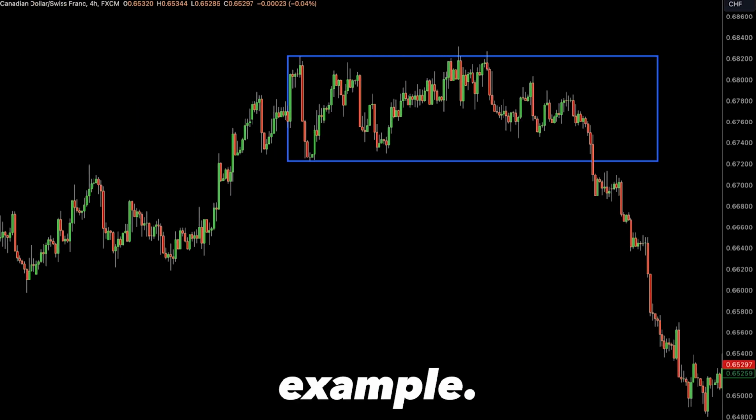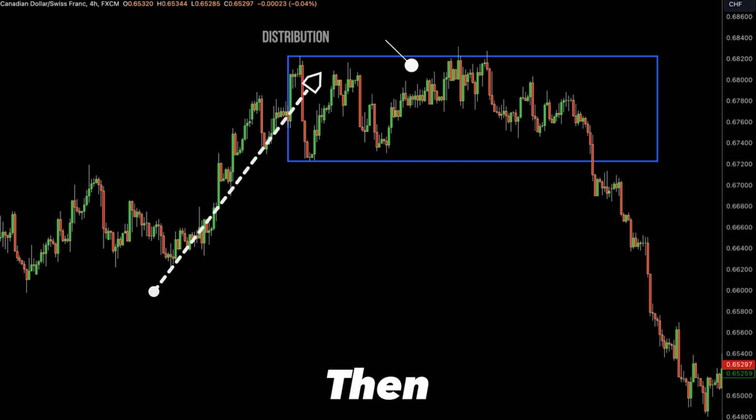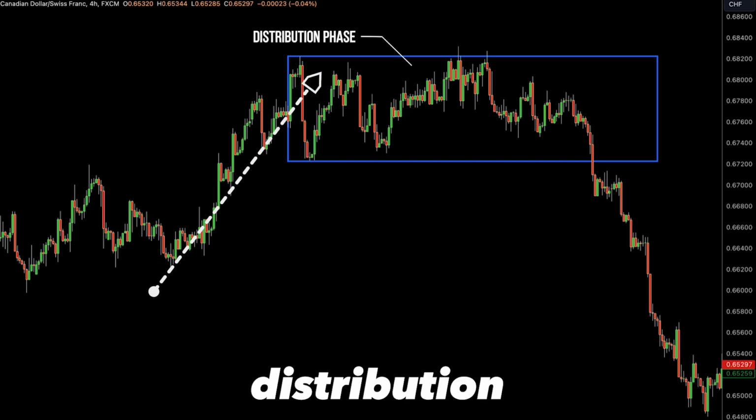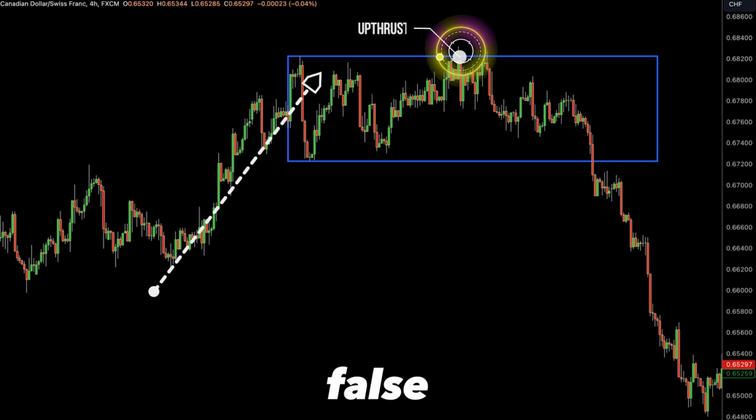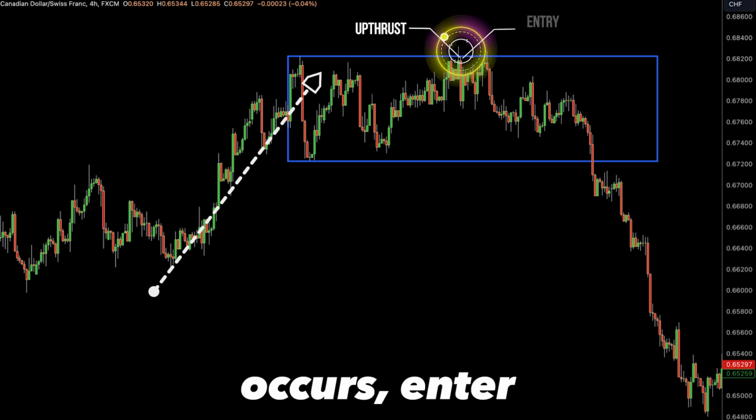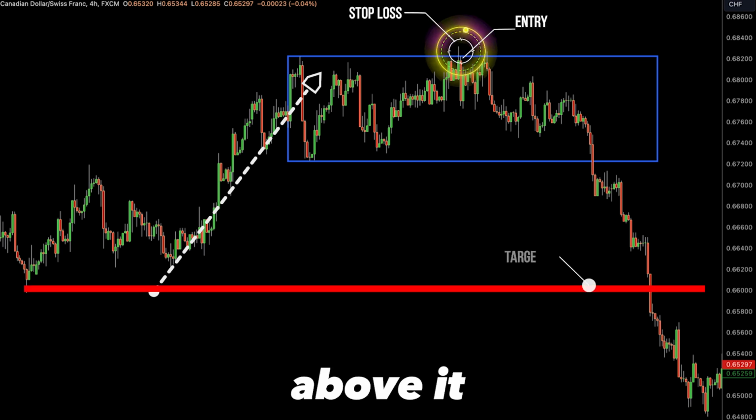Take a look at this chart example. The market was trending upwards, then it started ranging, forming a nice distribution phase. Here, you should wait for a false breakout to happen at the resistance level. Once the false breakout occurs, enter at the close of the candle that made the breakout, place a stop loss above it, and target the next level.